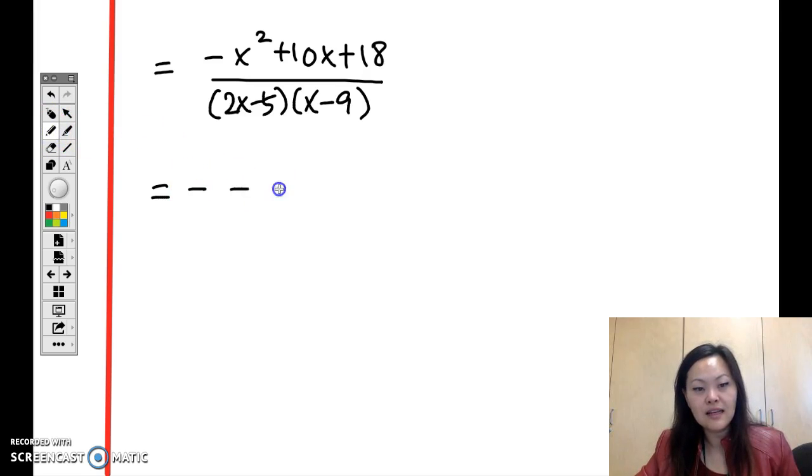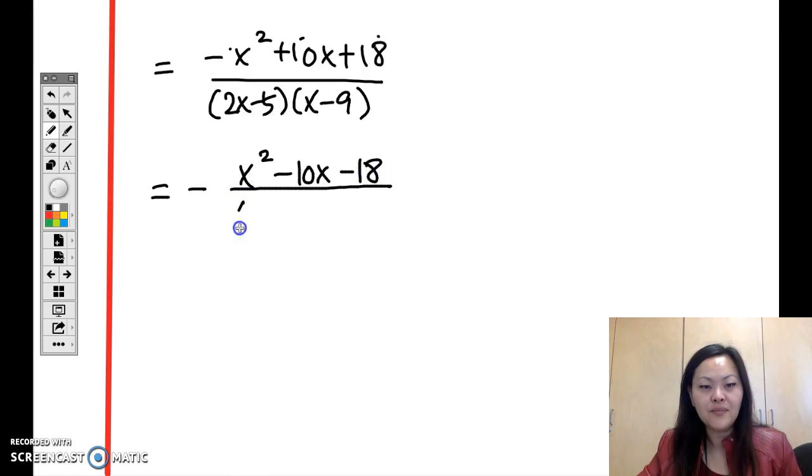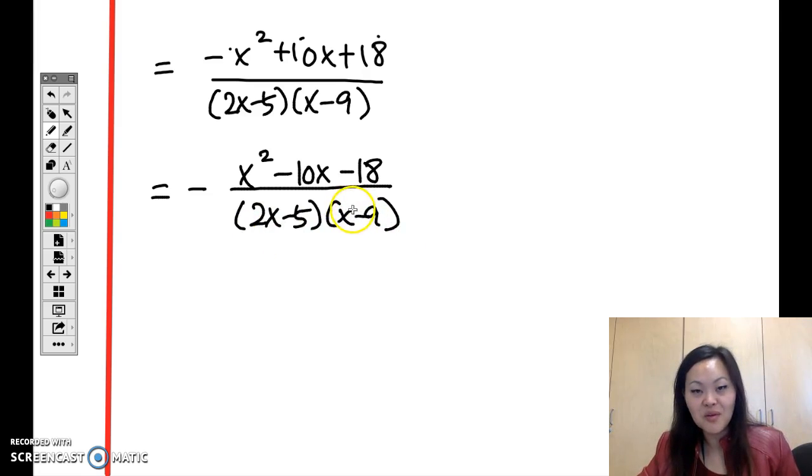So pull out the negative. Don't forget to pull out the negative, okay? Then you gotta multiply everything here by a negative because it's like factoring, okay? Pulling out the negative 1. So I have x squared, and then the positive 10x is now going to turn into negative 10x, and the positive 18 is now going to turn into negative 18. Our denominator is still the same, and the denominator cannot ever equal 0 because those are your asymptotes, right?